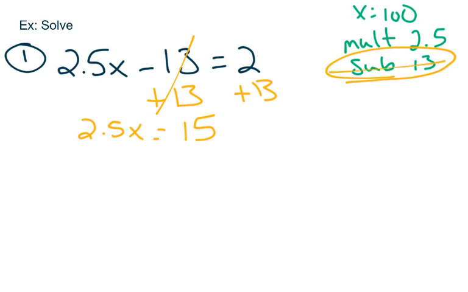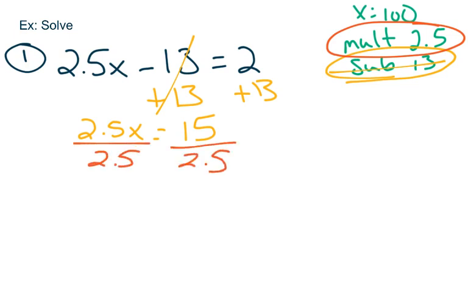Okay, the last thing we need to get rid of, multiplying by 2.5. The opposite of multiplying is dividing, so we're going to divide both sides by 2.5. 2.5x divided by 2.5 leaves you with x. 15 divided by 2.5. Again, not expecting you to know that. If you did, that'd be great. But if not, just go ahead and use a calculator.